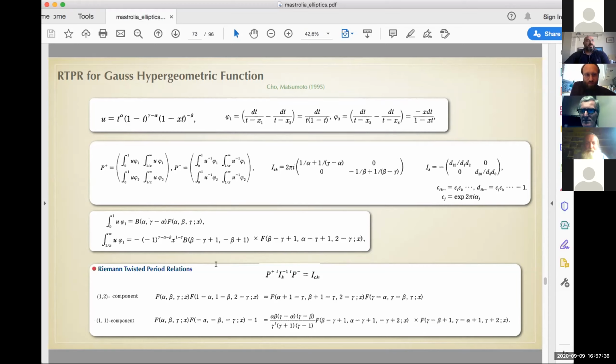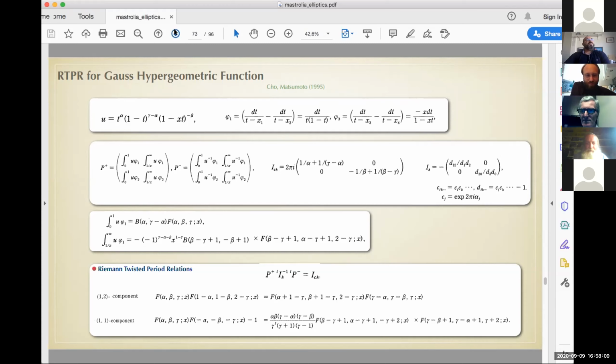And the Riemann twisted period relation in this case is written like P I inverse P transpose equal the intersection number for the cohomology. This is a matricial identity out of which one can extract the individual elements, and you see that there is a non-trivial quadratic relation for the Gauss hypergeometric function. In the first case, this is a two-element identity. Here, there is instead a three-element identity.